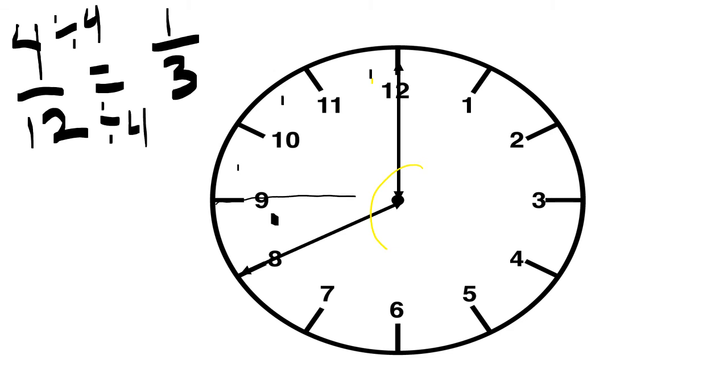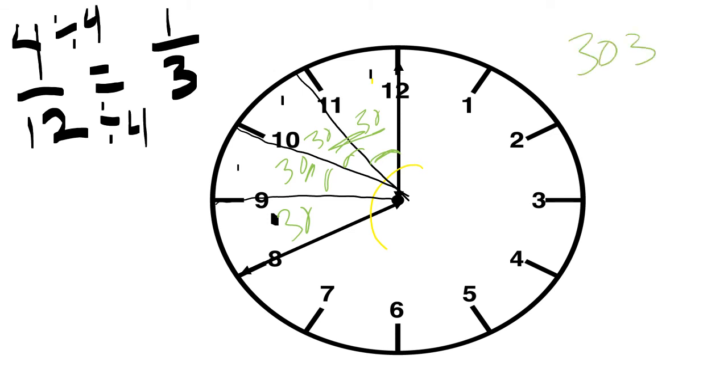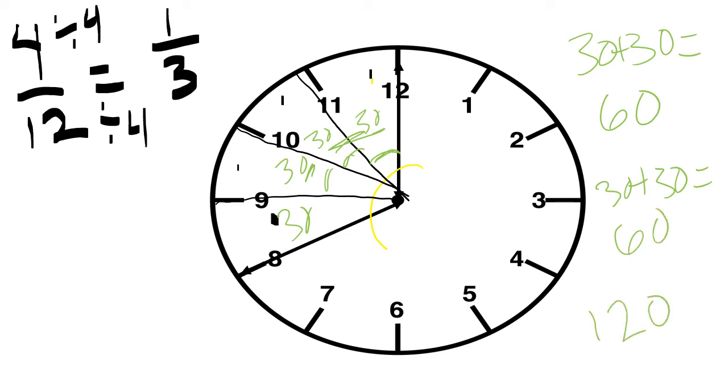I remember Miss Greaves said, and pardon my drawing, that each one of these from there to there is 30 degrees. 30, 30, 30, 30, 30, 60, 90. So 30 plus 30 equals 60, plus another 30 plus 30 equals 60, for a total of 60 plus 60 is 120 degrees. I can't forget my degree symbol.